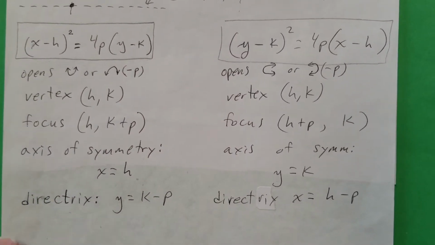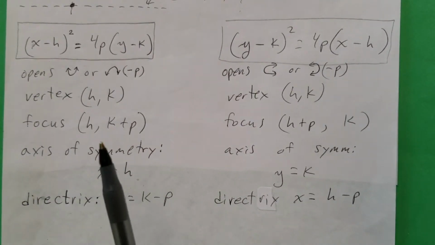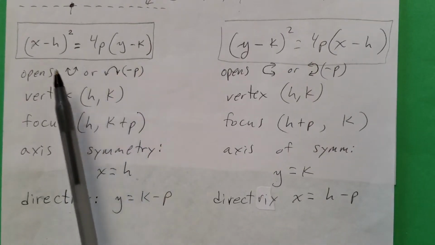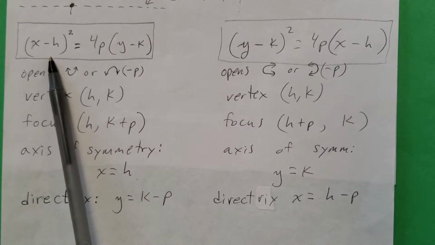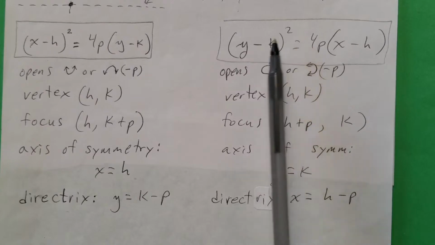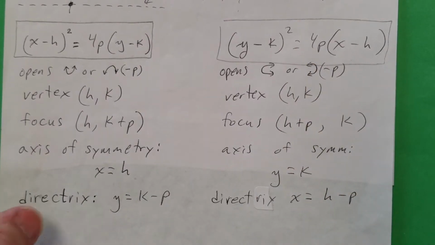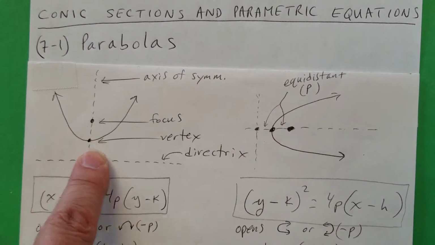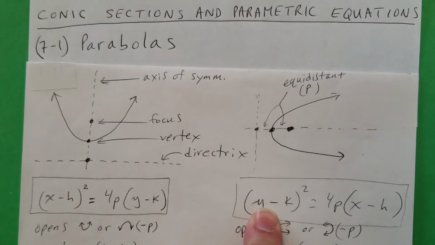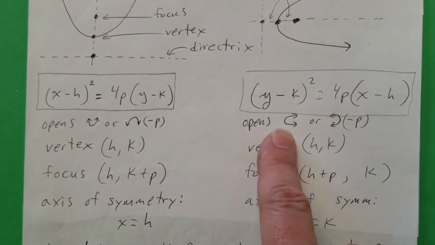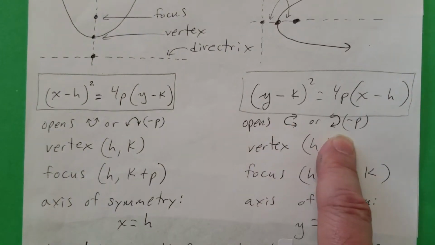Notice the form is the same, except this one is x minus a number being squared, and this one is y minus a number being squared. That makes all the difference, because when you square your x part, you get an up or down parabola. If you square your y part, you get a sideways parabola. It opens to the right if your p number is positive, and to the left if your p number is negative.